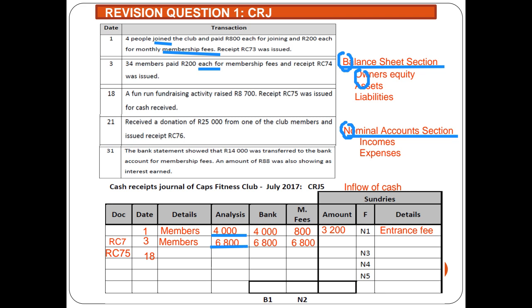So what do you think I must write under details? Fundraising? Yes, you can write fundraising. You're allowed to say fundraising, or you can just write cash. Remember, I said sometimes if you don't know the source, you can just write cash. But I'm just going to write fundraising, because you're allowed to do that when you don't even know the source. I prefer cash. Cash is king.